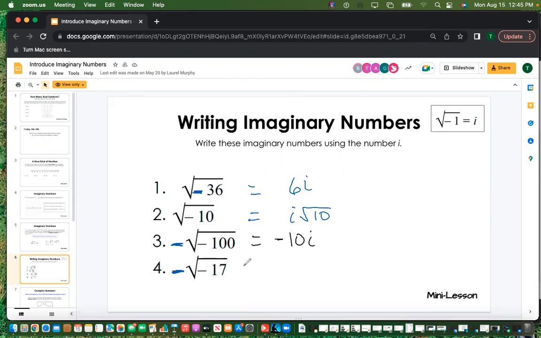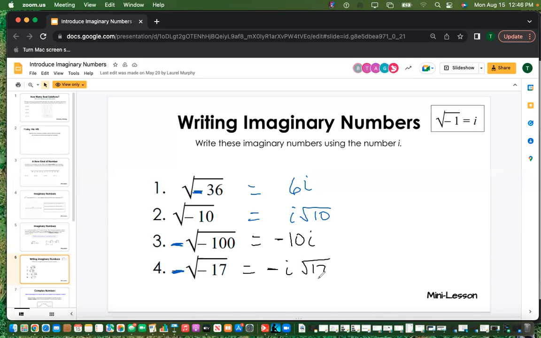On the next one, we have a negative out front. We also have a negative underneath the radical. But what's the square root of 17? It's some decimal, right? We can't simplify that anymore, so we're just going to leave it as the square root of 17. So we've got negative i square root of 17. Makes sense so far? Okay, hopefully it's nothing too crazy.